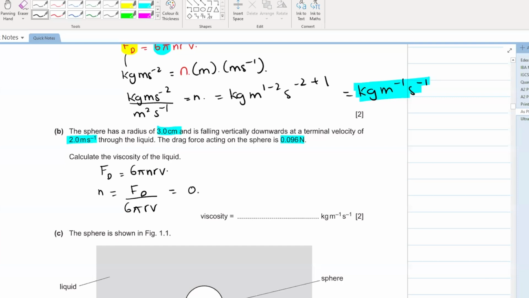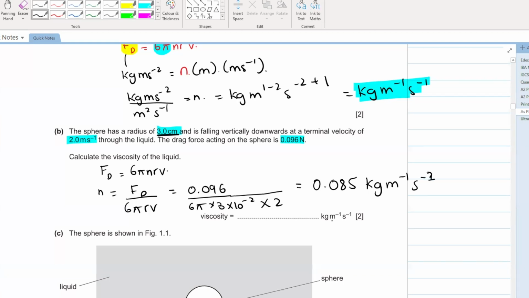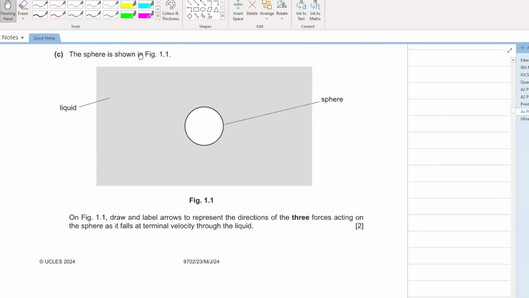What is the drag force? 0.069 divided by 6π multiplied by the radius. Now the radius is in centimeters, so you have to convert it into meters: 3 × 10⁻². Multiplied by the velocity, that is 2. What does your viscosity come out to be? 0.085. 0.085 kg m⁻¹ s⁻¹ is your answer for viscosity. Simple. You can also put this in the calculator and calculate the answer.